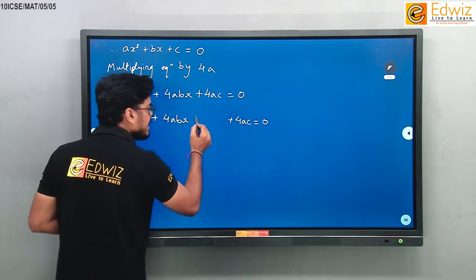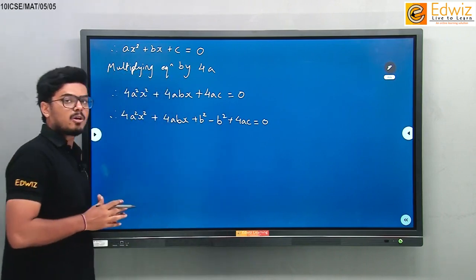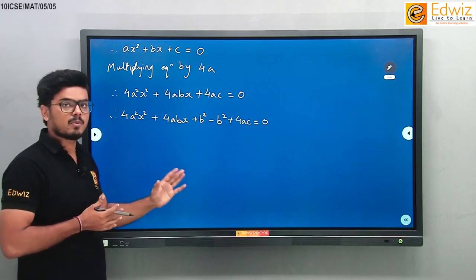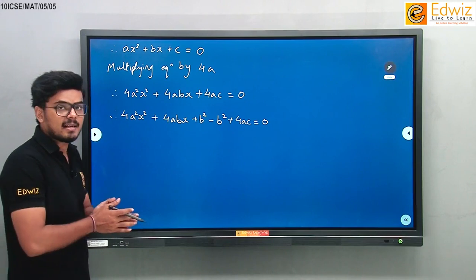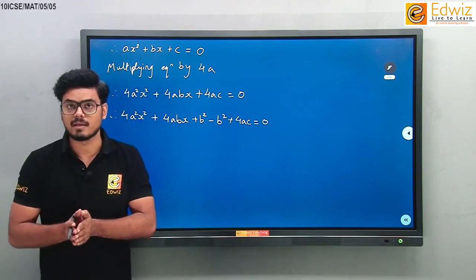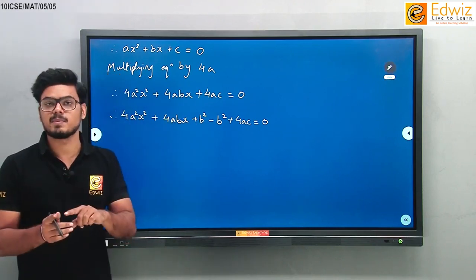In between, if I write plus b square minus b square, it does not do any harm because this is 0 only. Okay, I can write it like this. I added b square minus b square here in the equation. Why have I done it like this? Because I want to make this equation a perfect square. I will bring this equation into the form of a perfect square, a plus b whole square form.